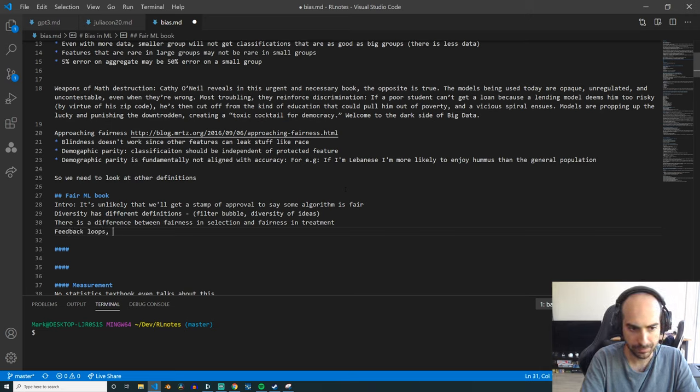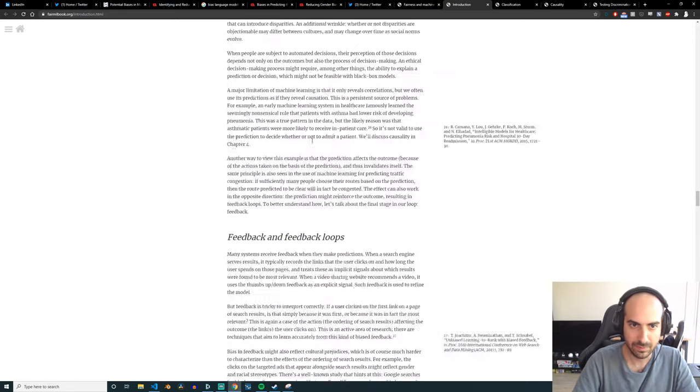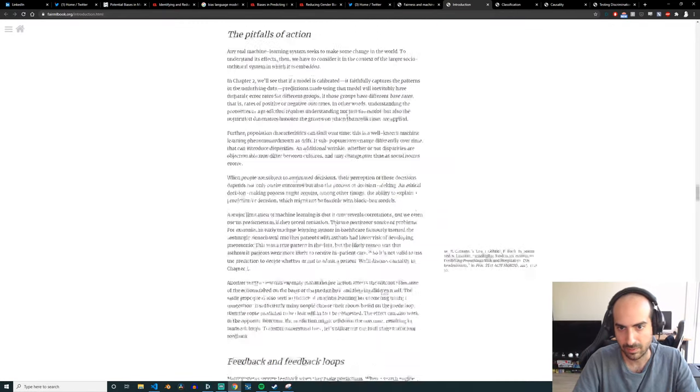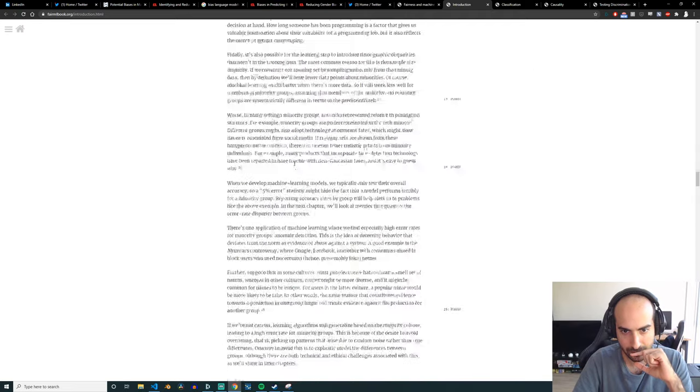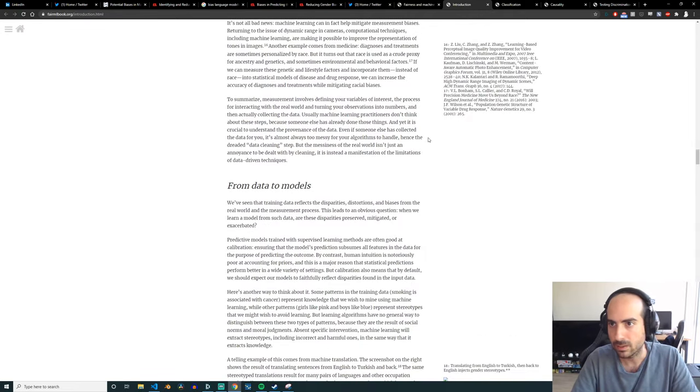Feedback loops, GPT. So feedback loops are important. Let's say most content online becomes written by GPT-3. Yeah, good luck fixing bias then. Okay, so far so good.